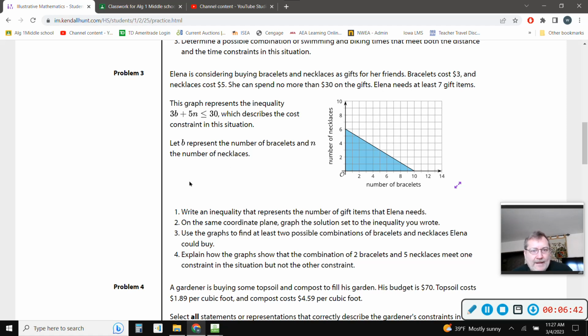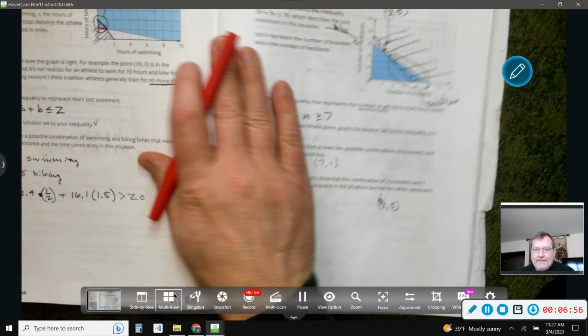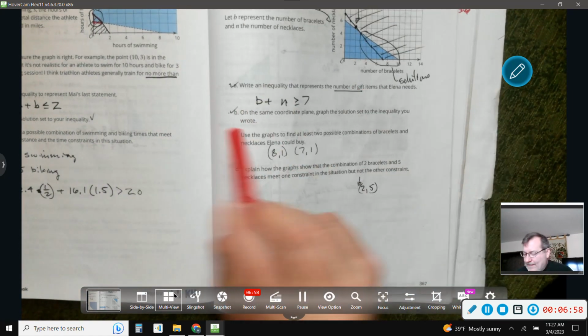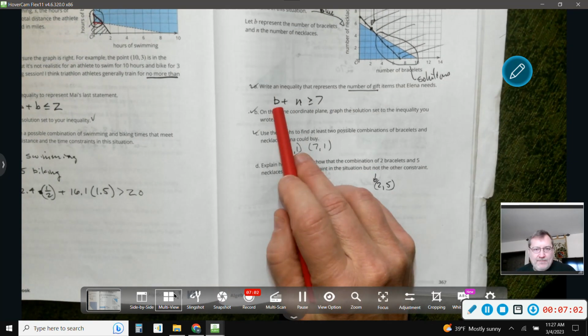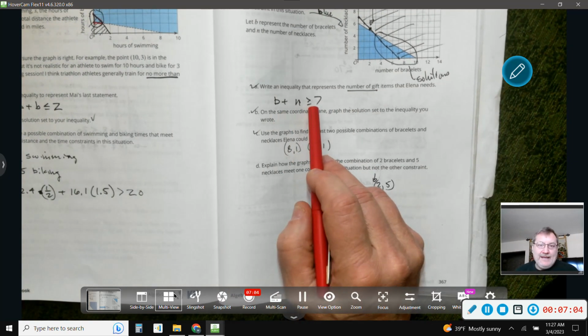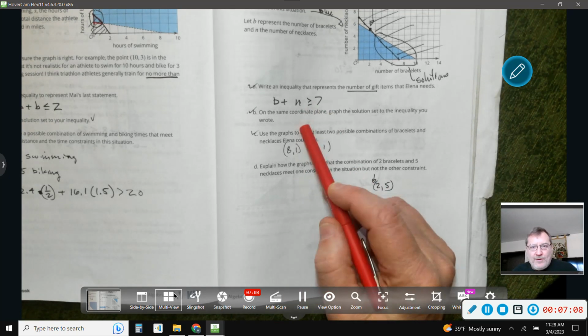Write an inequality that represents the number of gift items that Elaine needs. Now she needs to have at least 7 gifts. All right, so this is what I came up with. I said that B plus N, bracelets plus necklaces, has to be at least, in other words, greater than or equal to 7. On the same coordinate plane, graph the solution.